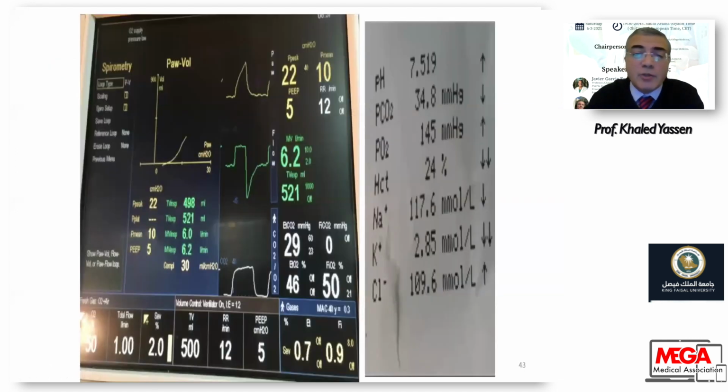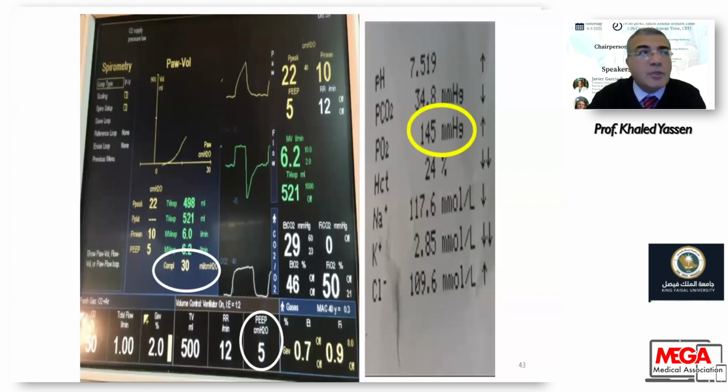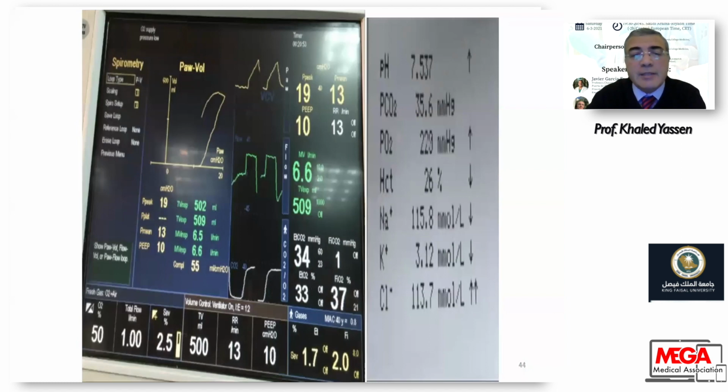This is real pictures from our monitors. We can show you the first PEEP was 5, from the control group. The compliance was 30. Look at the oxygenation in the blood, 145 millimeter mercury. In the next slide, when we started, I beg your pardon.